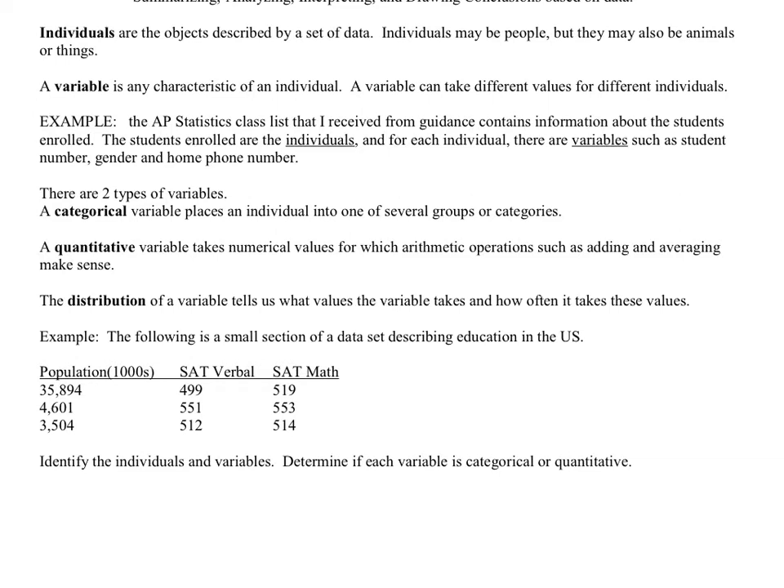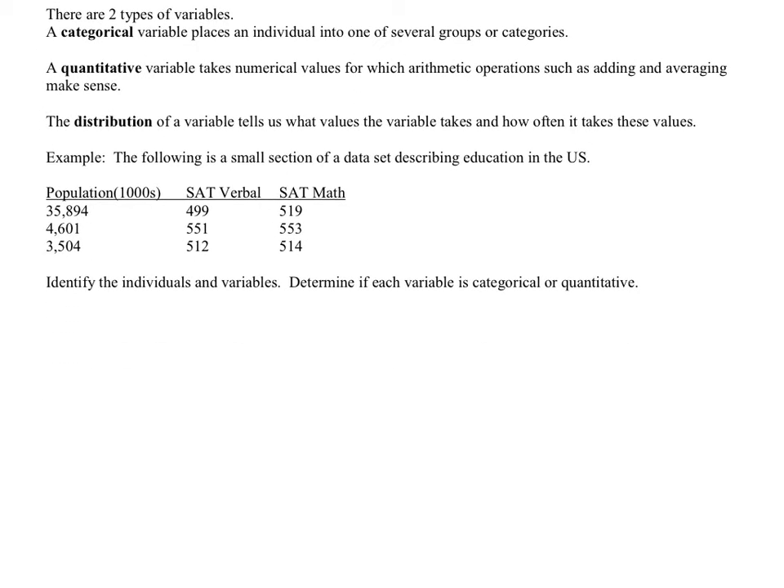All right. So distribution of a variable tells us what values the variables take and how often it takes these values. So we generally know that kind of thing already. All right. So this little example here, small section of data describing education in the U.S. We have SAT scores, and then population in thousands. So this is basically millions, because if you just slap on 3 zeros to each one of these numbers, that's what we're looking at. All right. So we would identify the individuals and the variables. And then determine if each variable is categorical or quantitative.